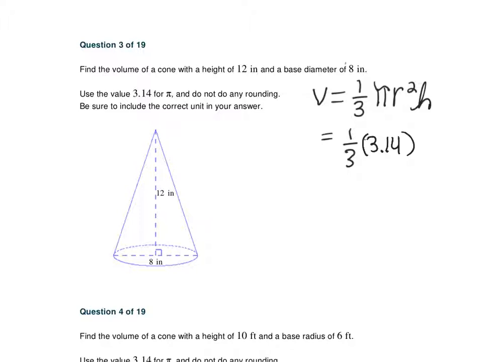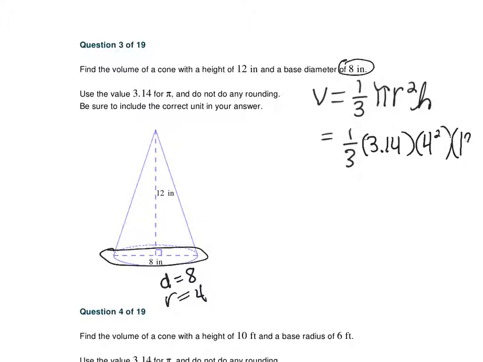It gives me the diameter of 8 up here, and you can also see that down here at the bottom. Remember, your radius is half of that. So if your diameter equals 8, your radius equals 4. So times 4 squared, and my height is 12. Simplify that down: 1/3 times 3.14 times 16 times 12. What I do to find the 1/3 is I just type in my calculator 1 divided by 3. Then I multiply that times 3.14 times 16 times 12.